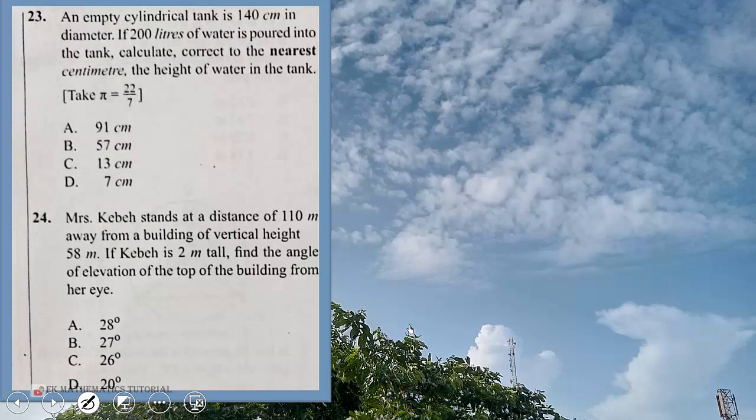Here we have question number 23 that we are going to solve. An empty cylindrical tank is 140 centimeters in diameter. So the radius will be 140 over 2, which is 70 centimeters.